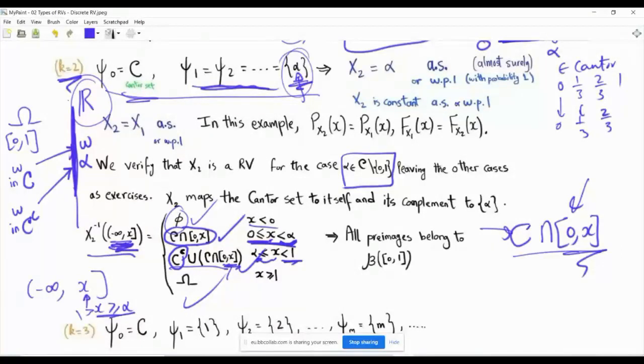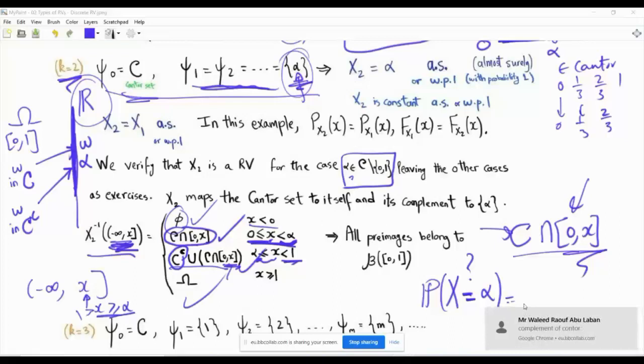However, this is a discrete random variable. Why is it a discrete random variable? Because now, what is the probability that big X is equal to alpha? What is this probability? What are the elements that are mapped to alpha? In our case here, for this choice of alpha, the complement of the Cantor set, exactly.